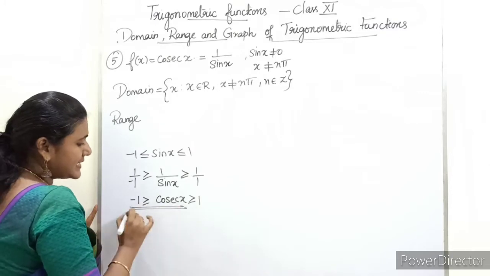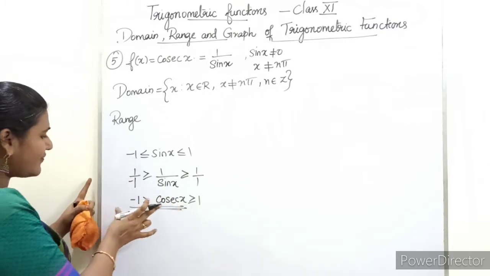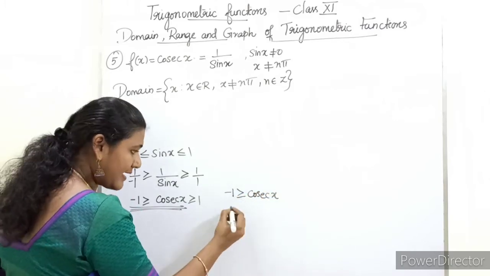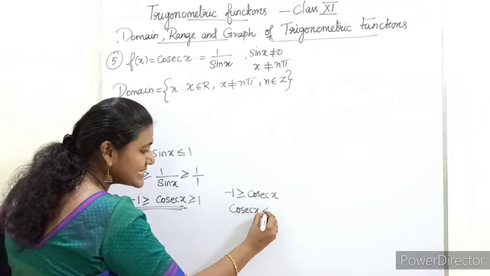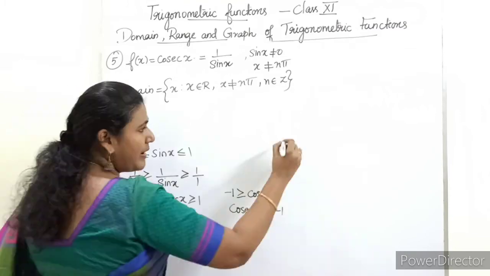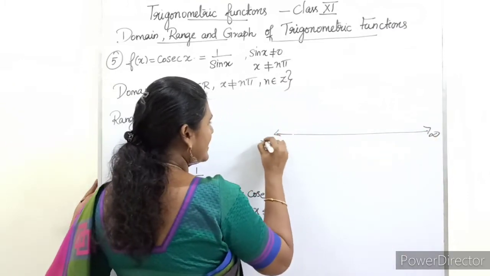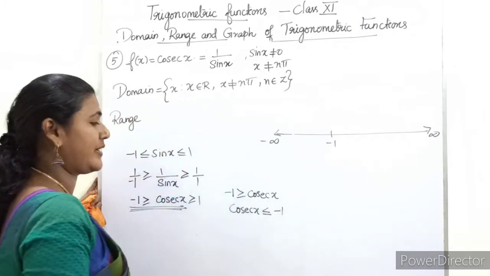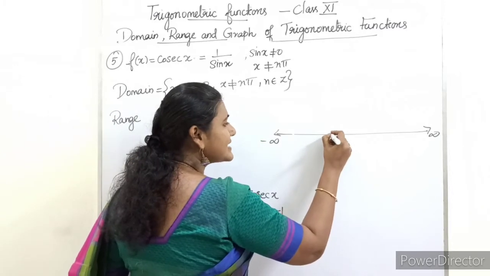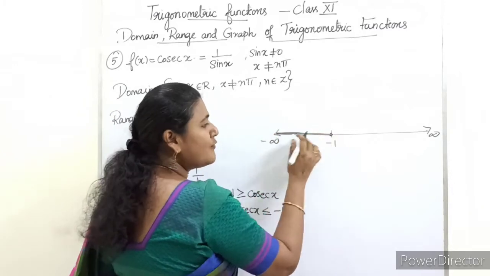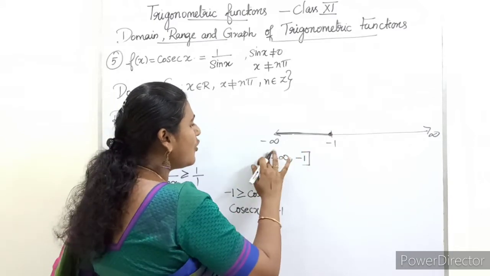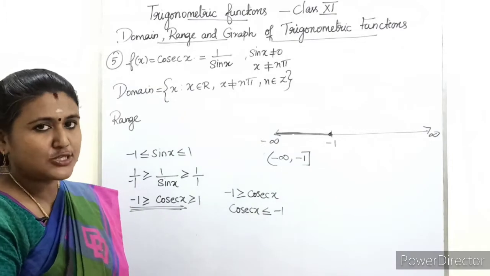Now we will split this. Actually here we have two parts. First part you see minus 1 greater than or equal to cosec x, or I can write this as cosec x less than or equal to minus 1. So what is the value cosec x can choose here? Imagine the number line. This is plus infinity, minus infinity. Here we have minus 1. So cosec x is less than or equal to minus 1 means this is the interval actually. Okay. So how will you denote this interval? Minus infinity to minus 1. So open closed minus infinity to minus 1.